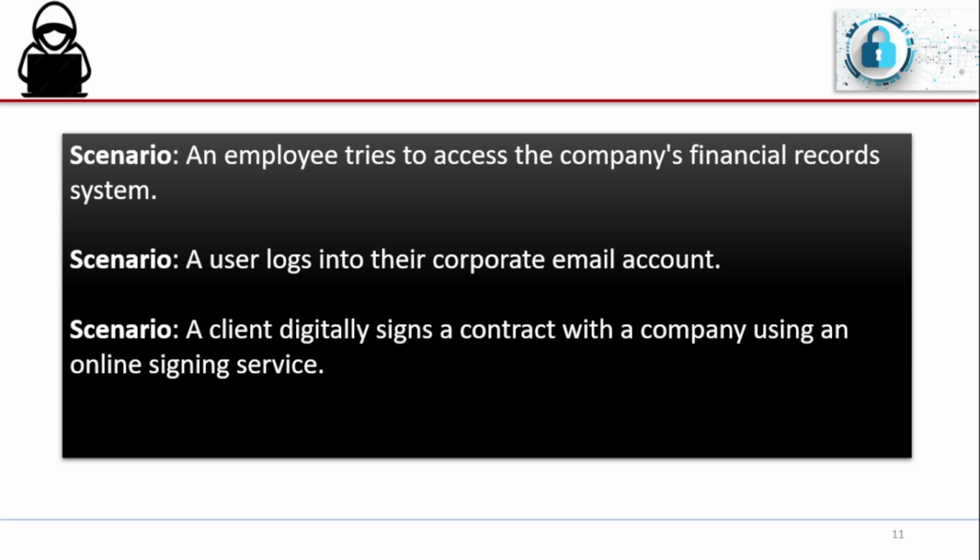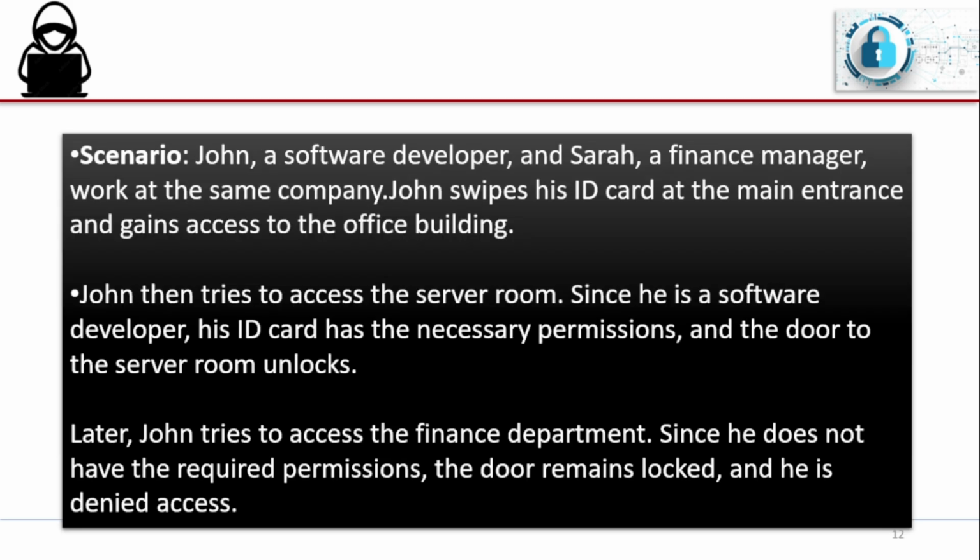Now moving on to the next scenario: John, a software developer, and Sarah, a finance manager, work at the same company. John swipes his card at the main entrance and gains access to the office building. John then tries to access the server room. Since he is a software developer, his ID card has the necessary permissions, and the door to the server room unlocks. Later, John tries to access the financial department. Since he does not have the required permission, the door remains locked and he is denied access.